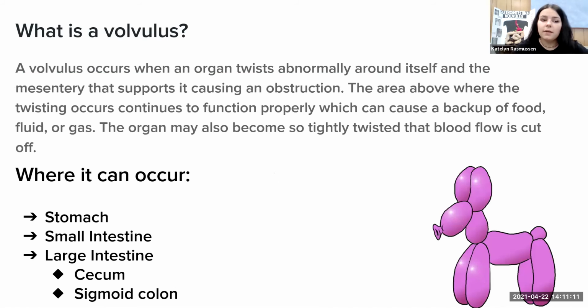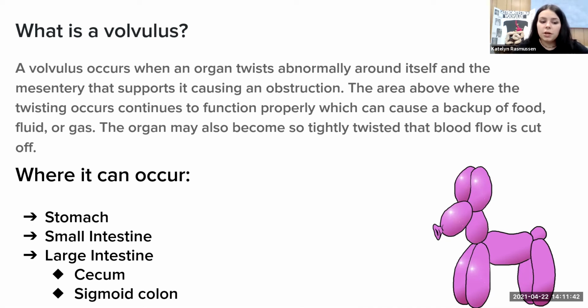So now we'll talk about the pathology. What is a volvulus? A volvulus occurs when an organ twists abnormally around itself and the mesentery that supports it, and it causes an obstruction. The area above where the twisting occurs continues to function properly, which can cause a backup of food, fluids, or gas. The organ can become so tightly twisted that the blood flow is cut off.